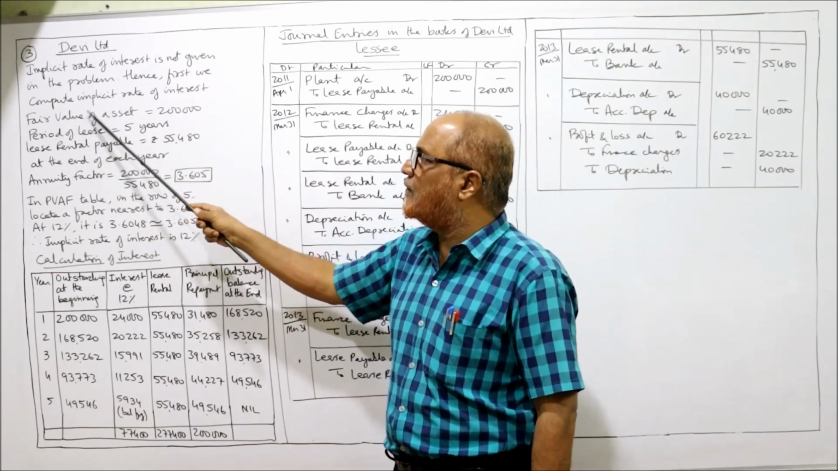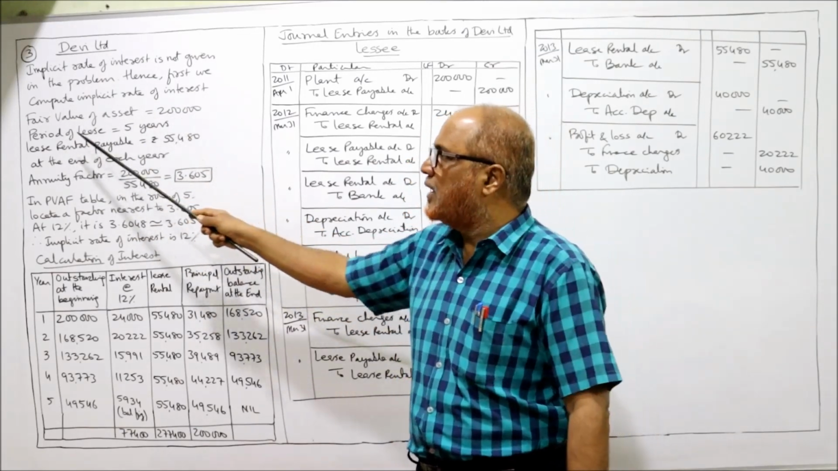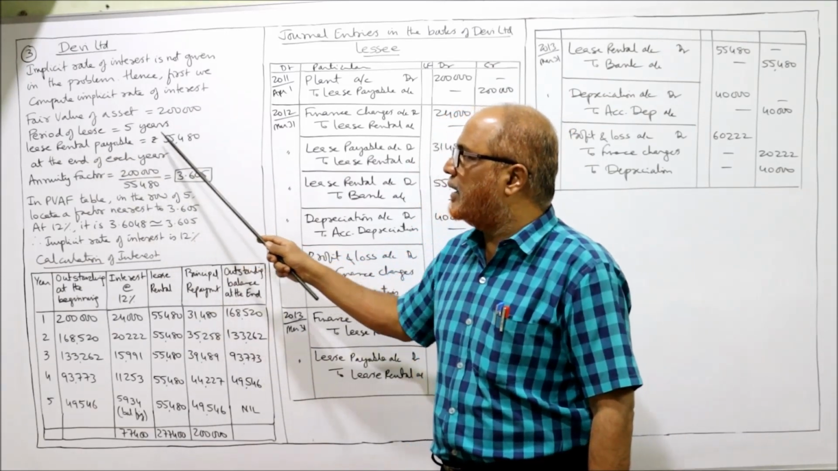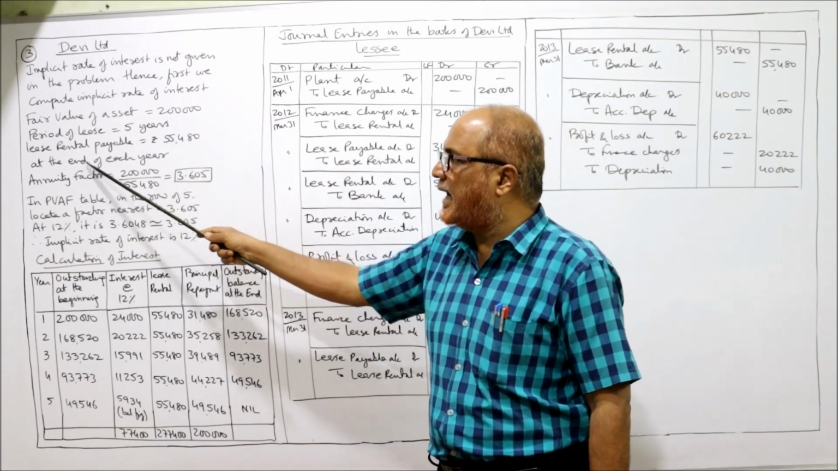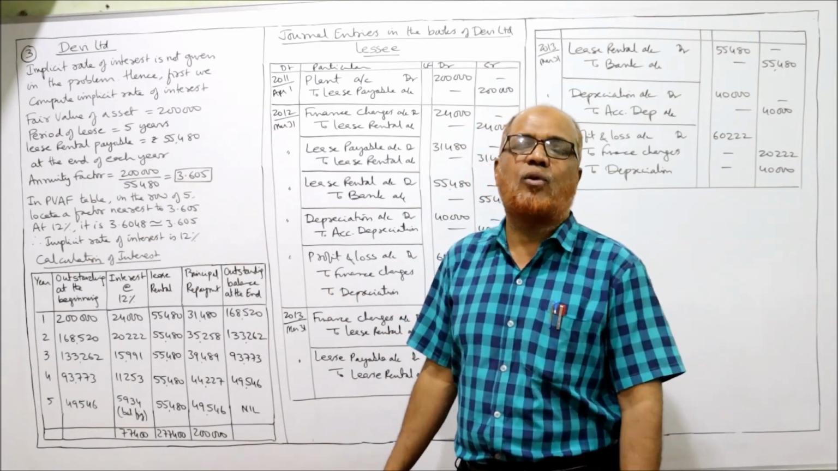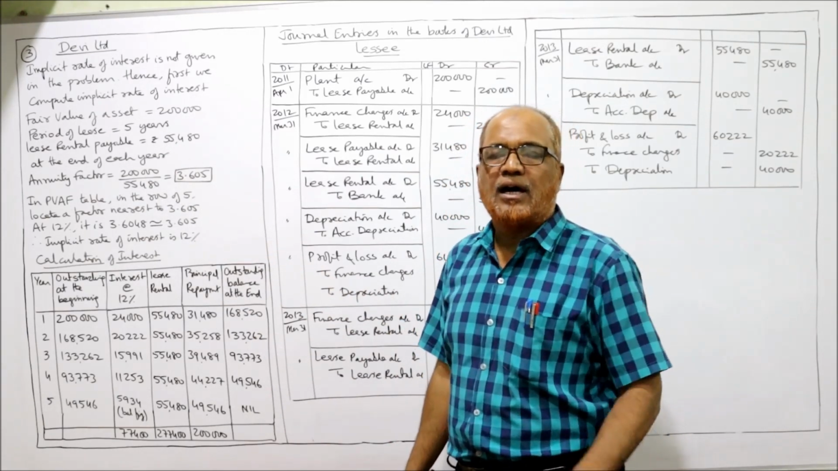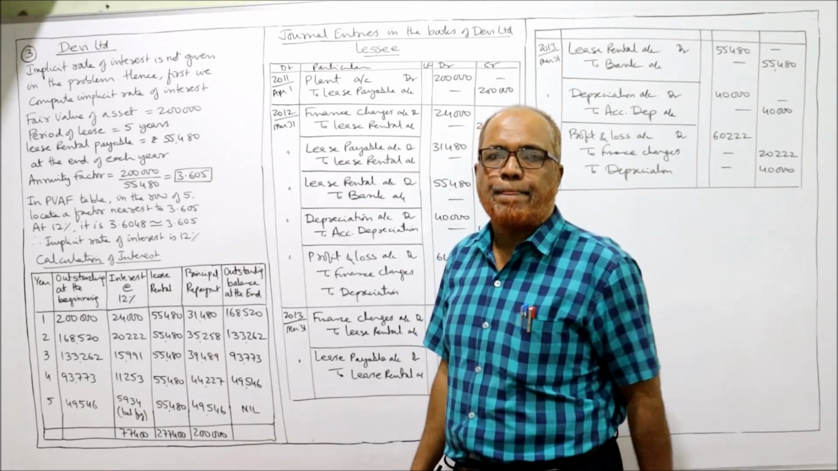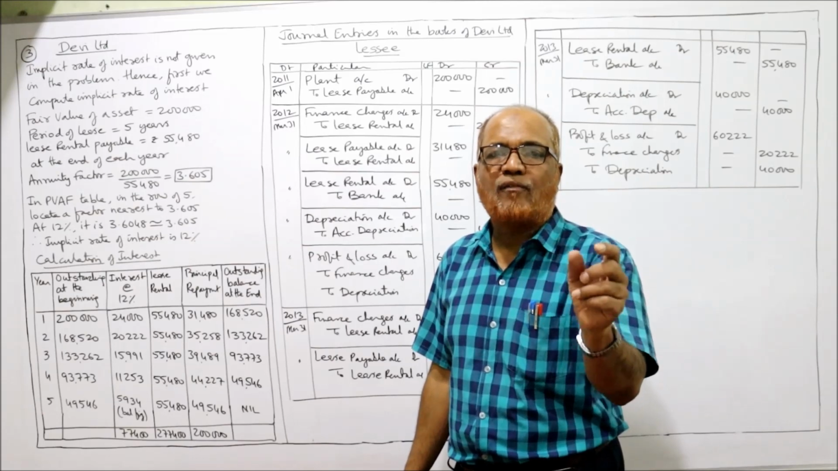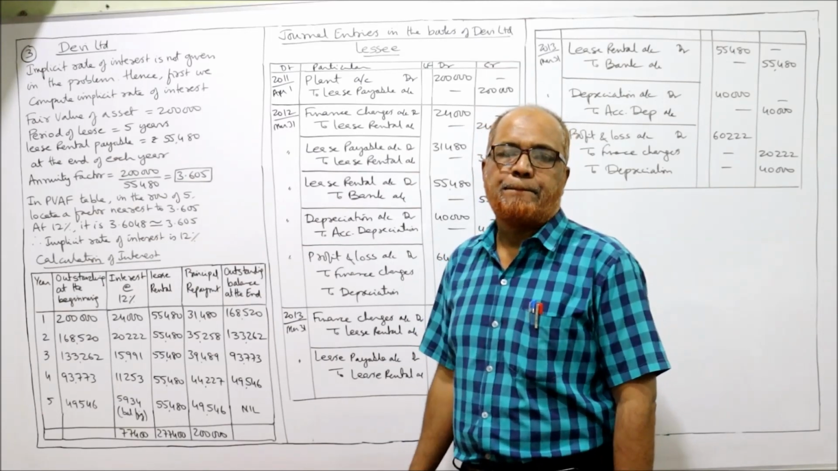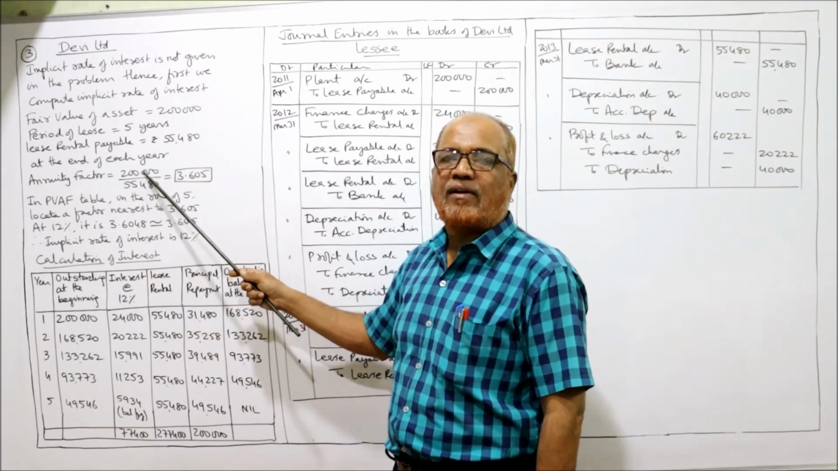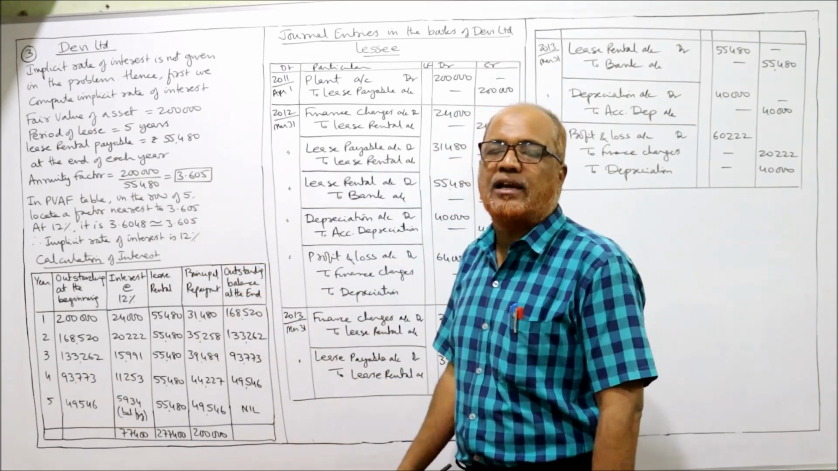What is the fair value of the asset? 2 lakh is given in the problem. Period of lease 5 years. Lease rental payable 55,480 at the end of each year. Every year end 55,480 lease rental will be paid. The fair value of the asset is 2 lakh. With the help of this we can find out PVAF, present value of annuity factor. PVAF is equal to fair value of the asset divided by annual lease rental.